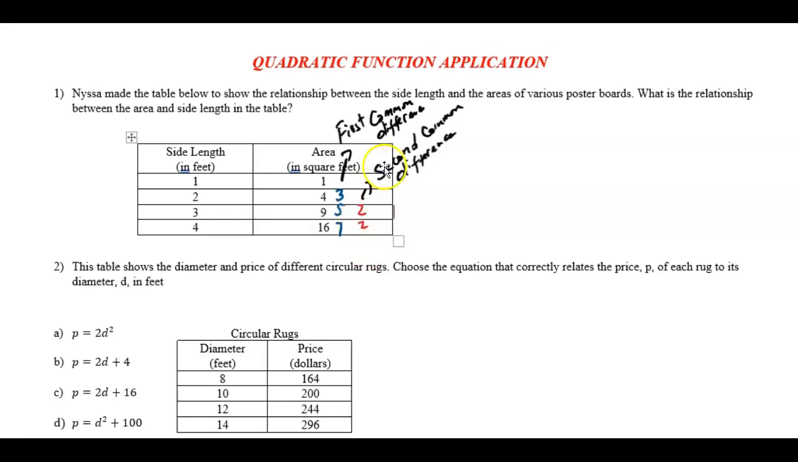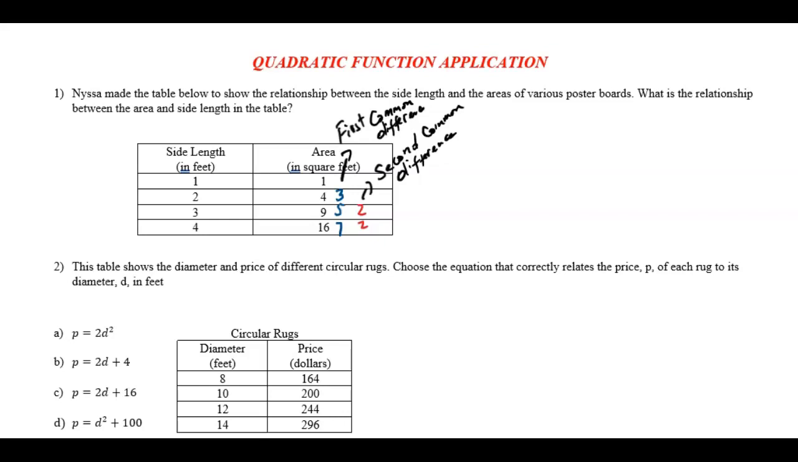Okay, so remember, if the first common difference was constant, it would have been linear, but because the second common difference is constant instead, it is a quadratic function. So now we know we are dealing with a quadratic function. So what is the standard form of the quadratic function?